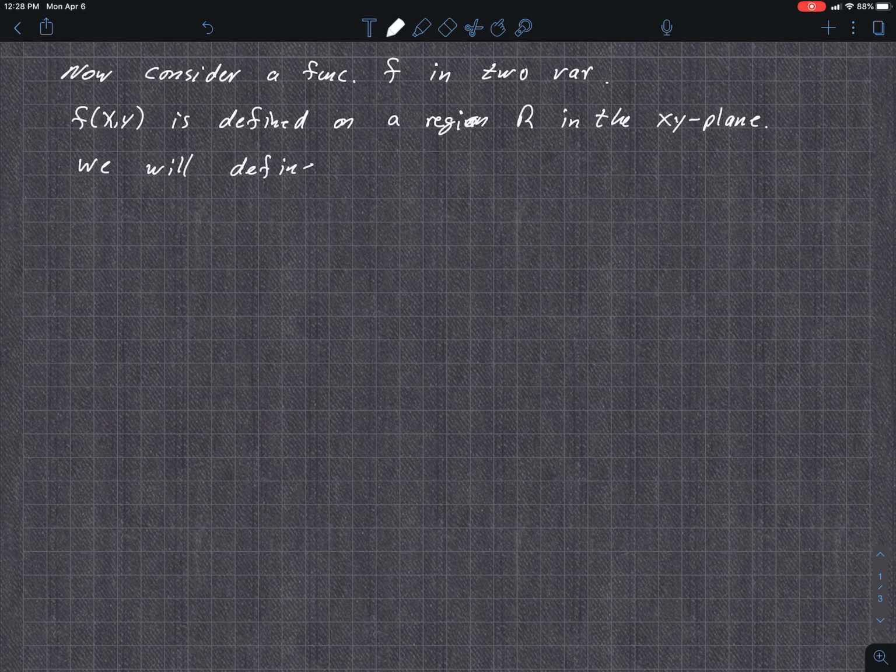So we want to define the double integral over the region R of f of xy dA, and describe what that is.